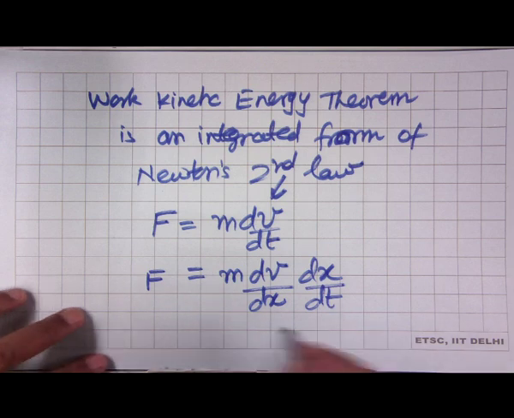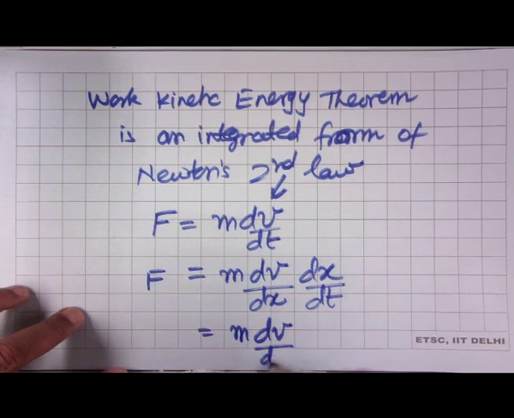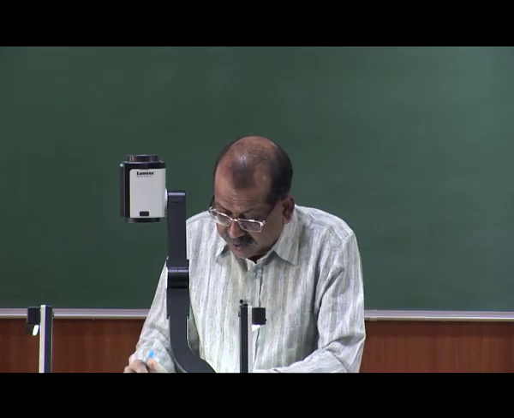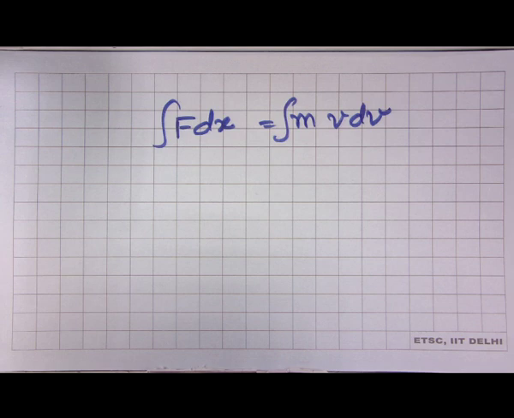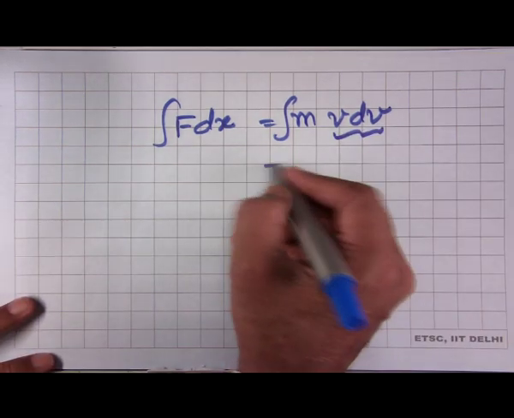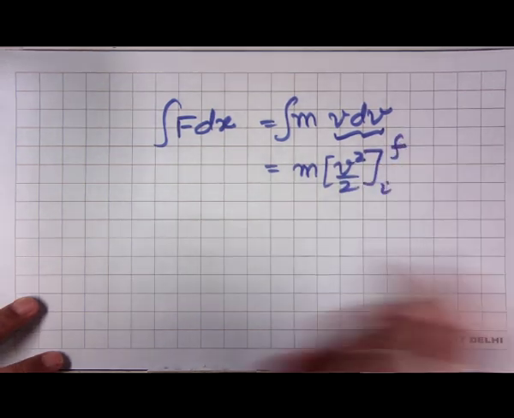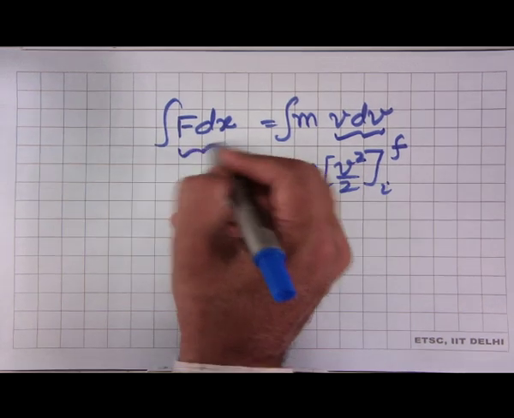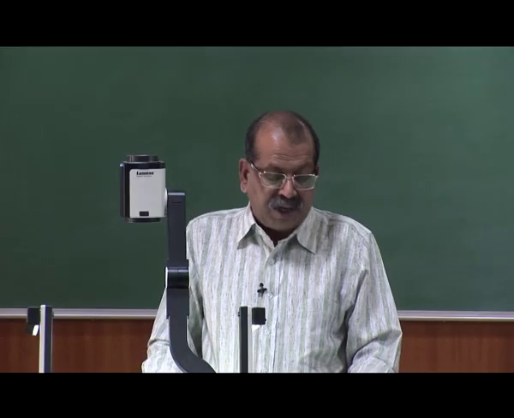And now, here this dx by dt, we can write it as m dv by dx times v, and then we take the dx on the other side. So, we get F dx is equal to m times v dv, and when we integrate this we get the same thing, because v dv when we integrate will become equal to m times v square by 2 from state i to state f. So, this becomes the change in kinetic energy, and the integral of F with respect to x will give us the work done. So, therefore, the work energy theorem is an integrated form of Newton's second law.